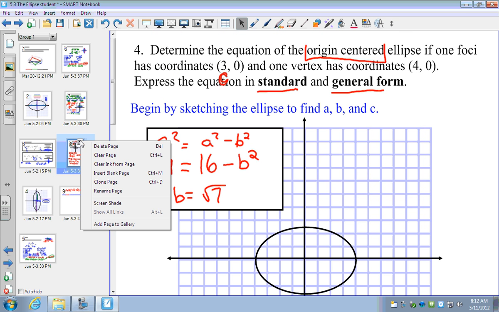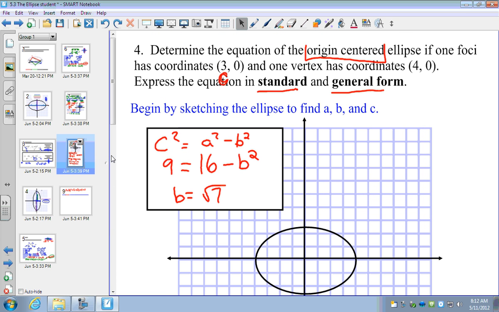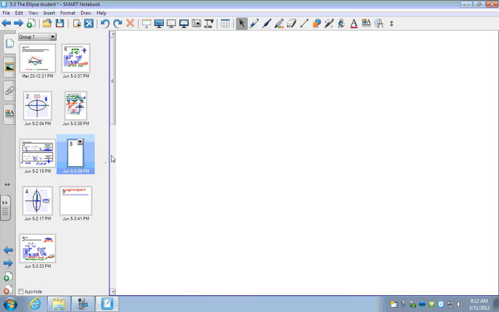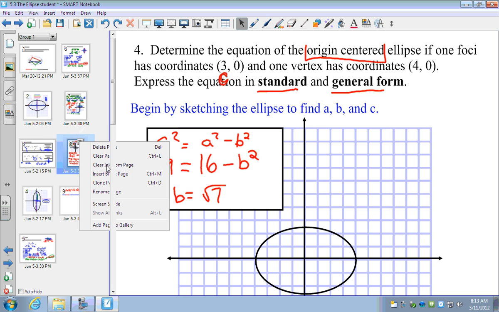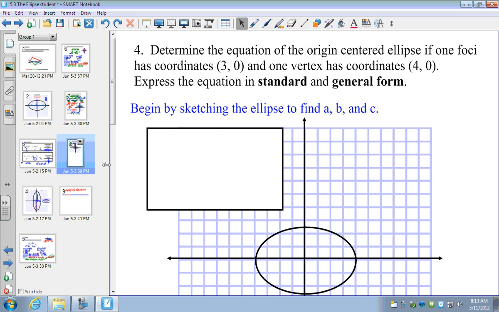Let's do another example. Determine the equation of the origin-centered ellipse if one focus has coordinates (3, 0). So here's my one focus. One vertex has coordinates (4, 0). It's right there. Express the equation in standard and general form. Where we're going to begin, I sketched this ellipse to find a, b, and c.